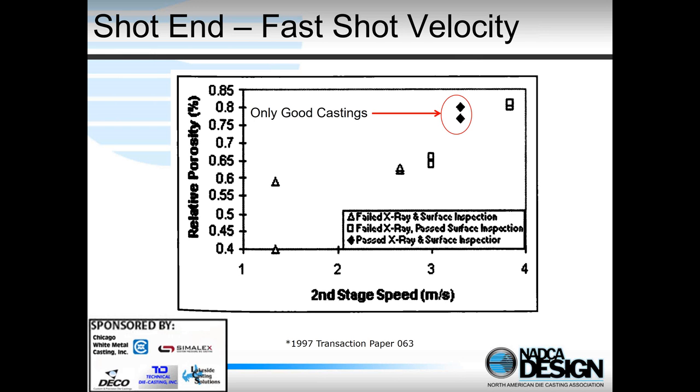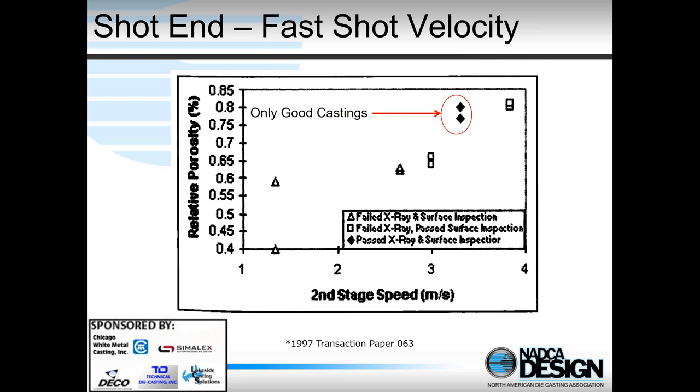In this case, these are the only two good castings that passed both X-ray and visual. And what's more puzzling is that the open triangles down here on the left had the overall lowest level of porosity, but they failed both X-ray and surface. So what's going on here? Maybe the lowest overall porosity is either entrapping air all in one location, or maybe move the porosity to the lowest, due to the lower speed, to an area of the casting where it's unacceptable.